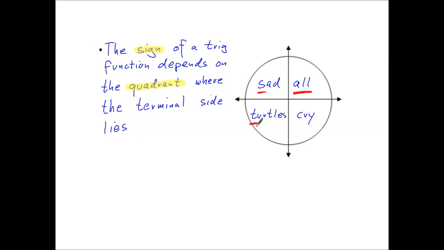And in our fourth quadrant, the C indicates that the cosine and its reciprocal, the secant, are positive. All the other ones are negative.